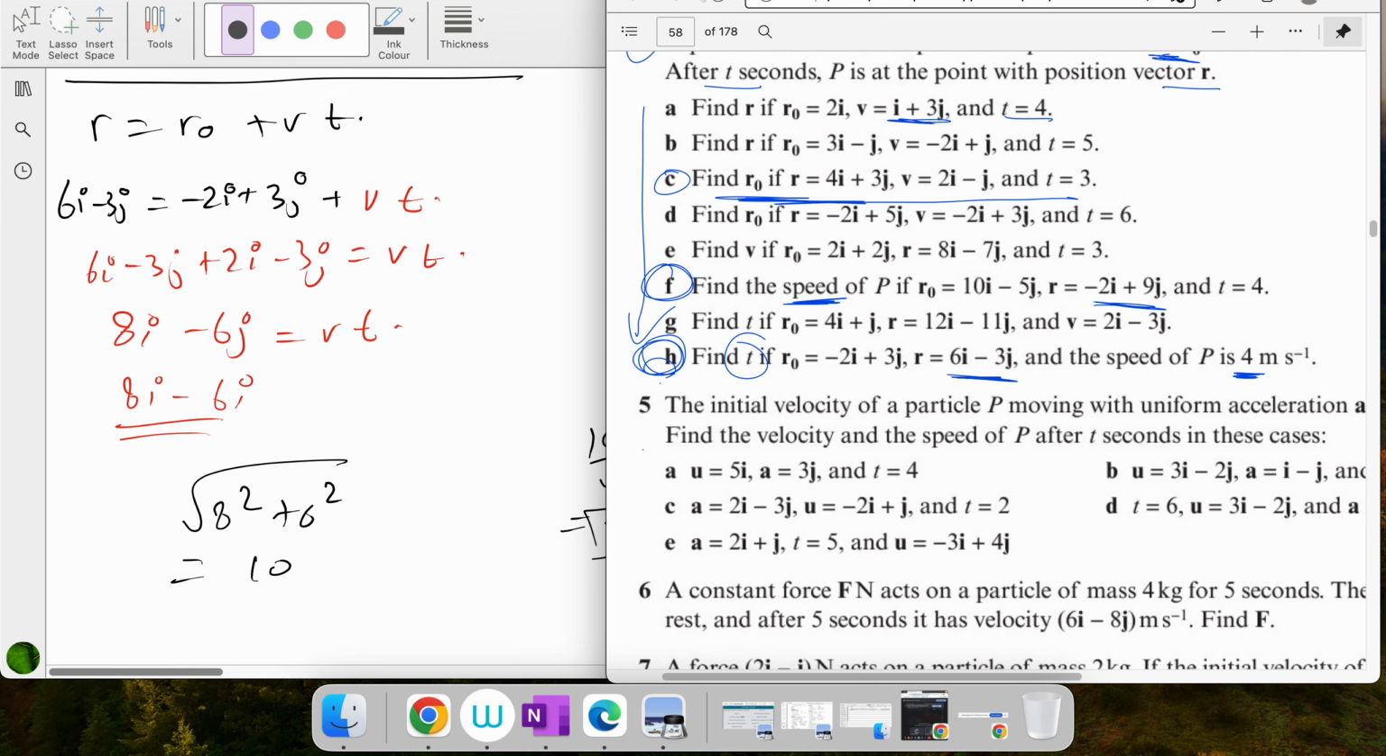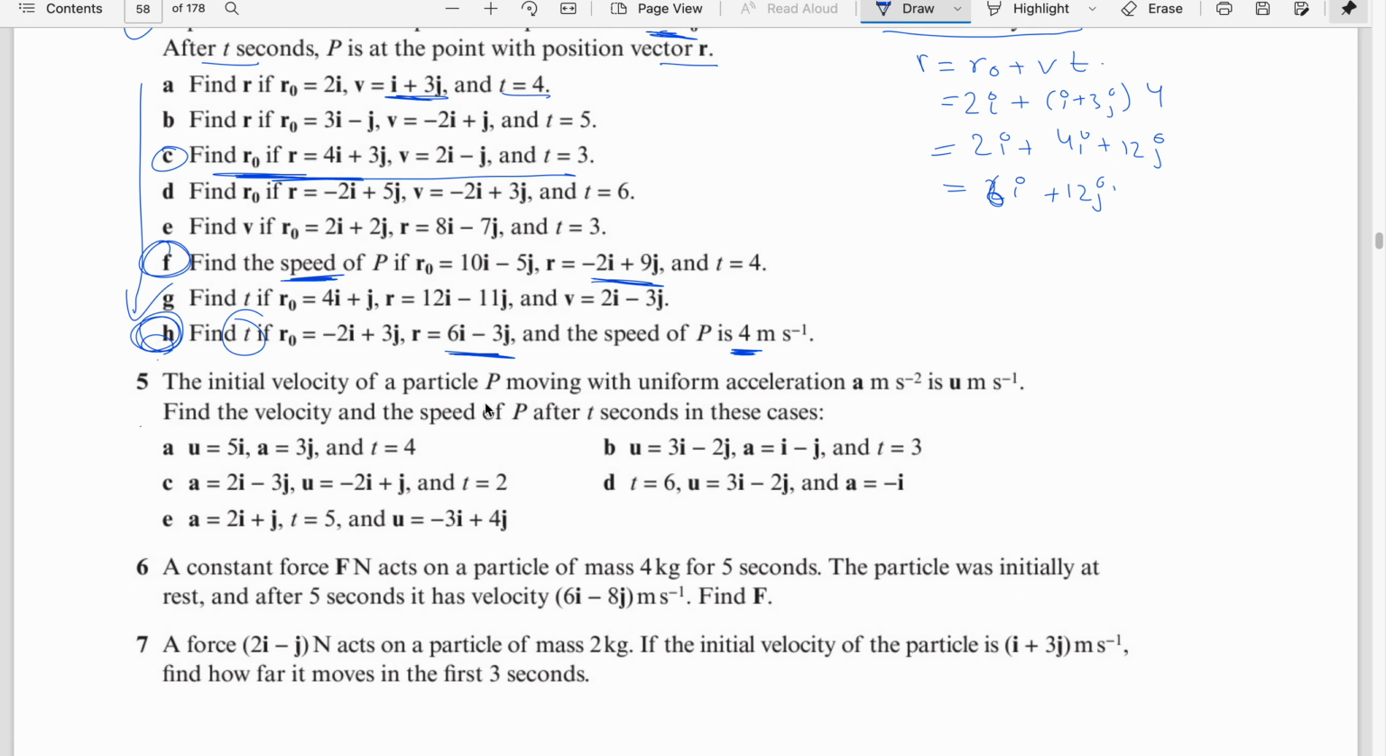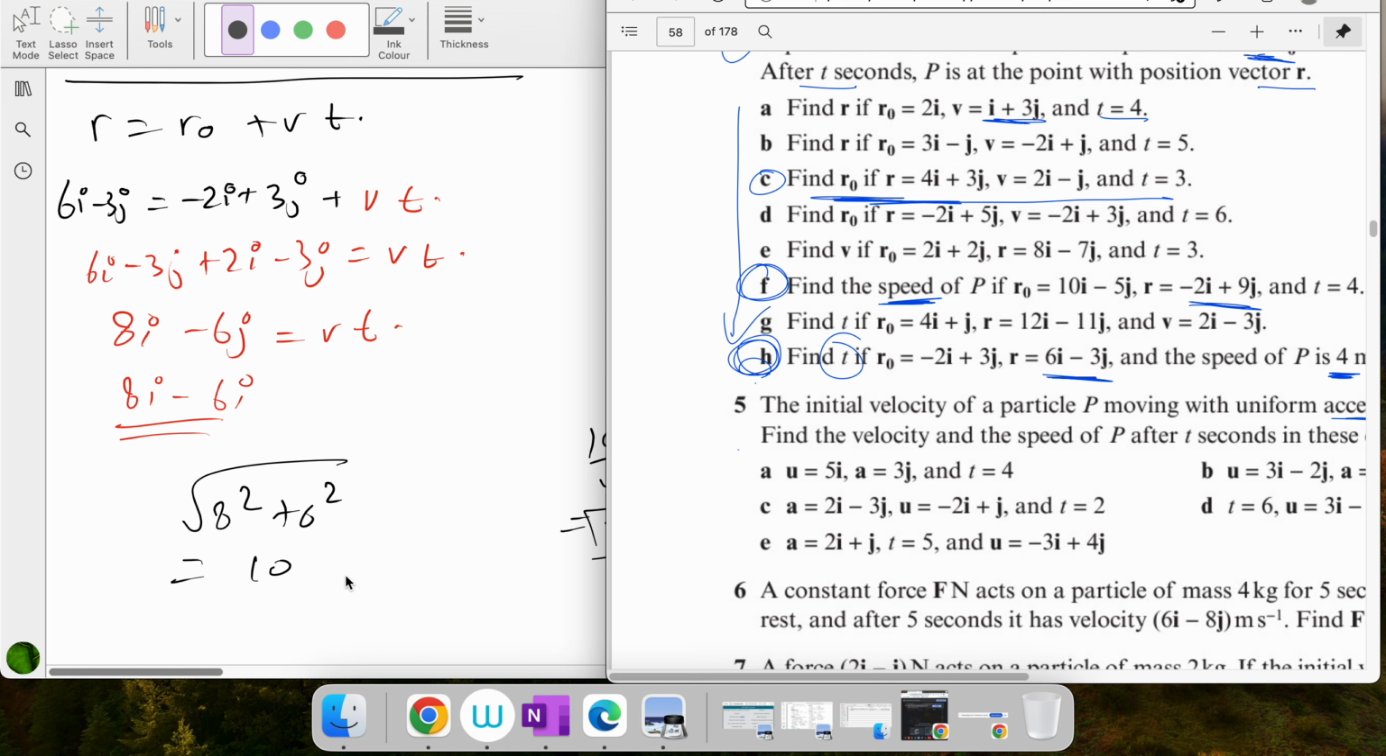So question number 5 says the initial velocity of the particle P moving with uniform acceleration a meters per second squared is u meters per second. So initial velocity is given, acceleration is given, find the velocity and speed of the particle after t seconds. So initial velocity, acceleration and time. So we have v equals u plus at. First we were using the equation for the location, the displacement. Now we are going to use this formula for final velocity.